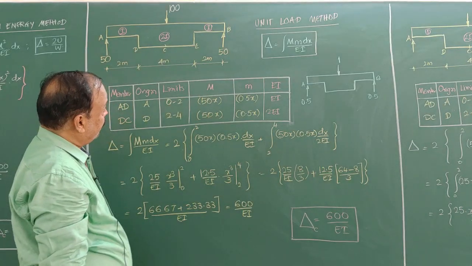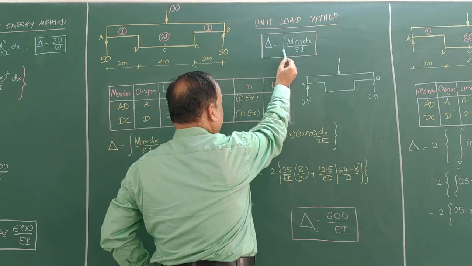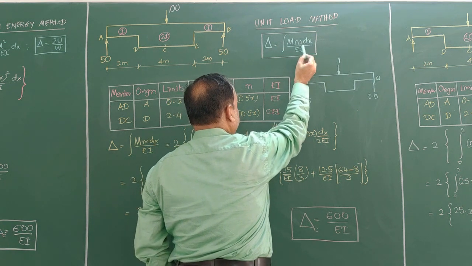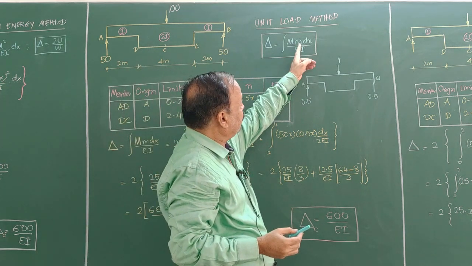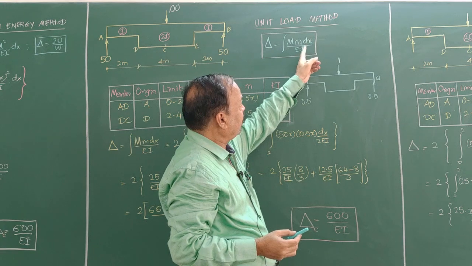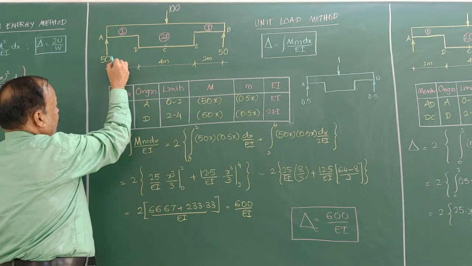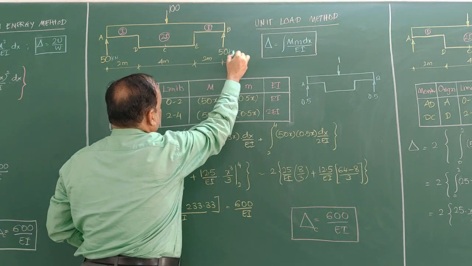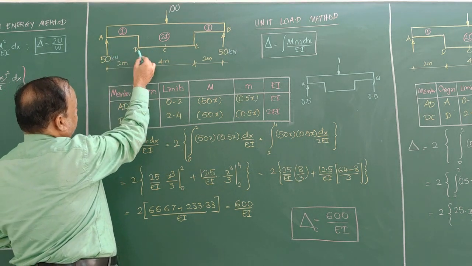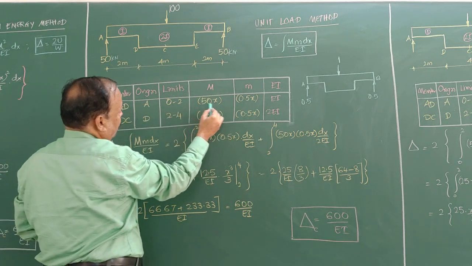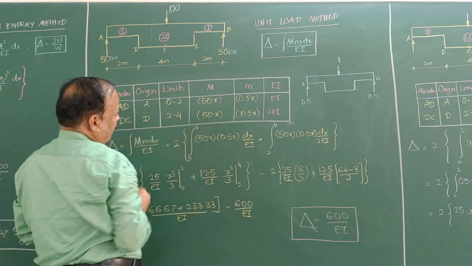We will take up the second method, that is the unit load method. In case of unit load method, deflection is found out by the integral of capital M into small m into dx by EI. Here capital M is the moment due to the load applied, small m is the moment due to the unit load applied. So here due to the 100 kilonewton load, again the reactions are 50 kilonewton and 50 kilonewton. So the moment due to the 100 kilonewton load in the first part, that is AD, will be equal to 50 into x, and in the second part DC it is again 50 into x.